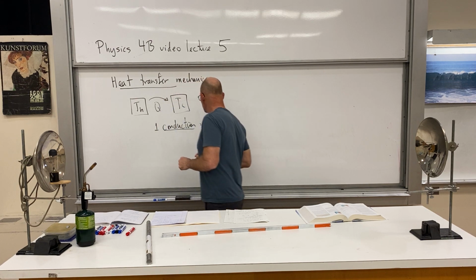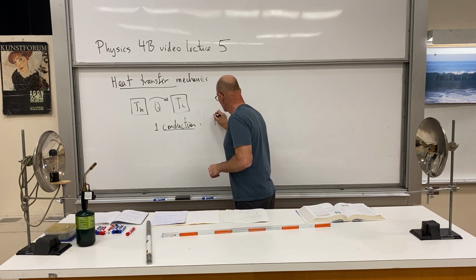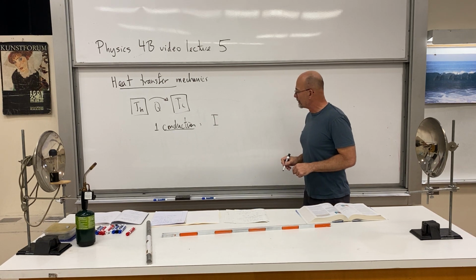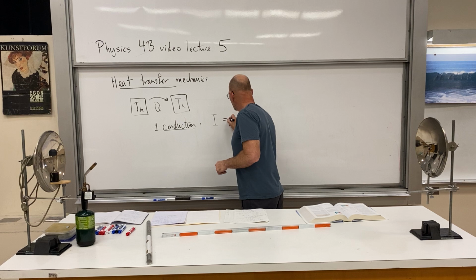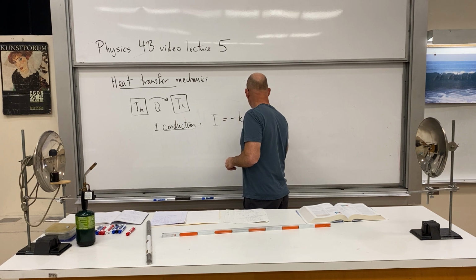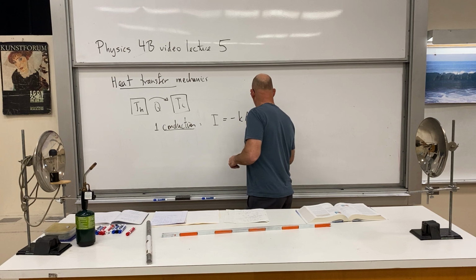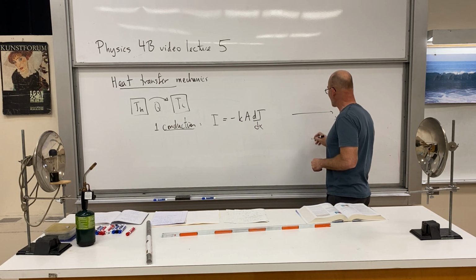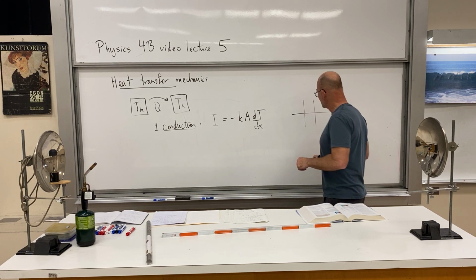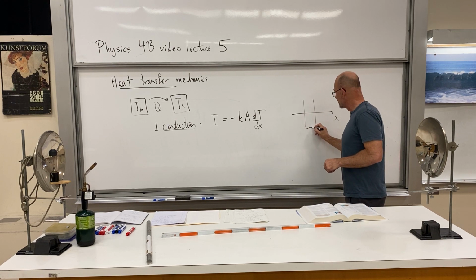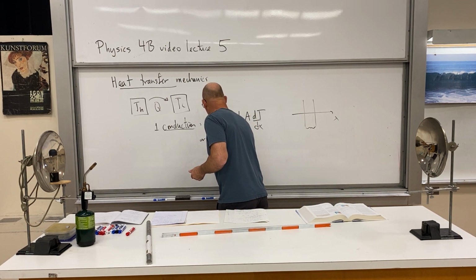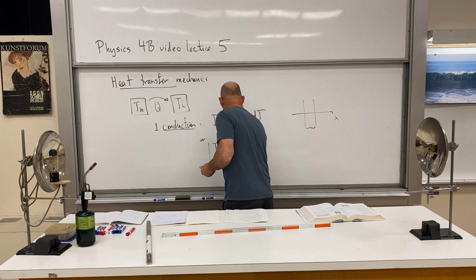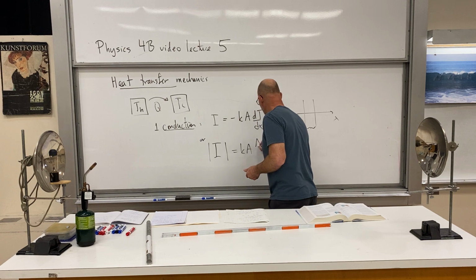So we had a formula. This I represents power, energy per time. And we had minus K A dT/dx. And the idea was, here along this x-axis, maybe we have some object with a thickness dx. In other words, you can actually do this for finite increments as well. So I'll write the magnitude is just K A delta T over delta x, where delta x is the thickness.